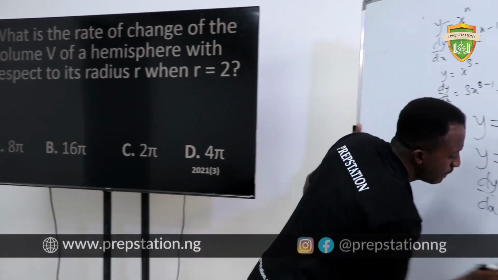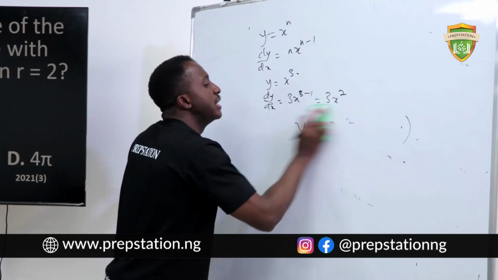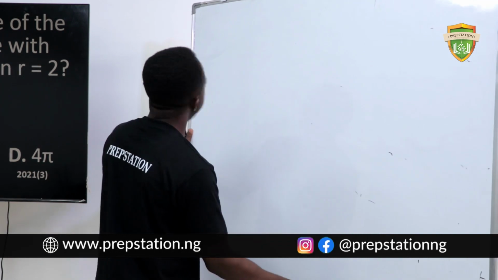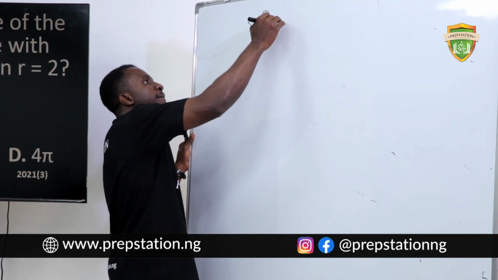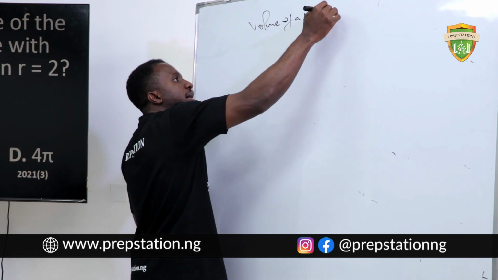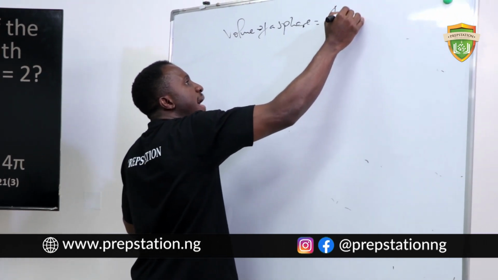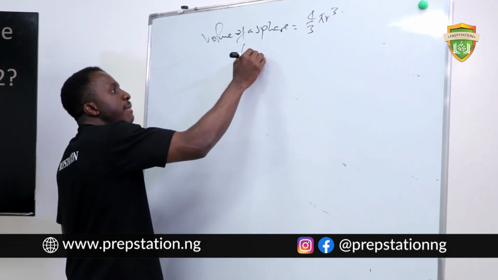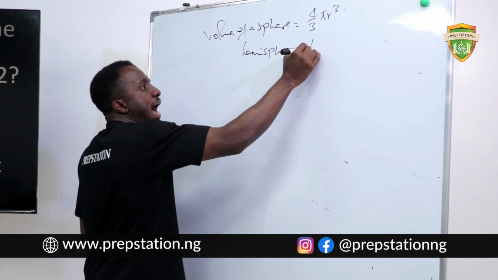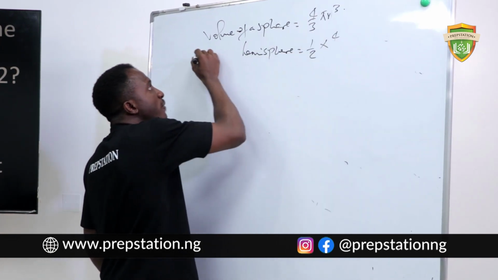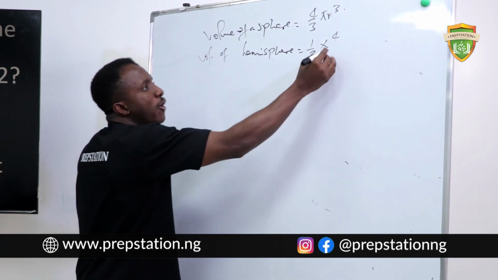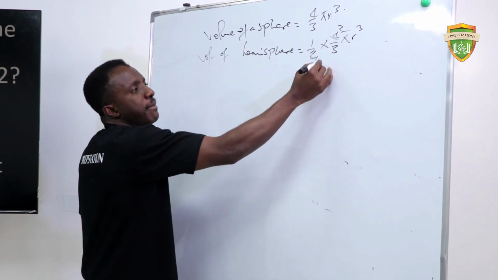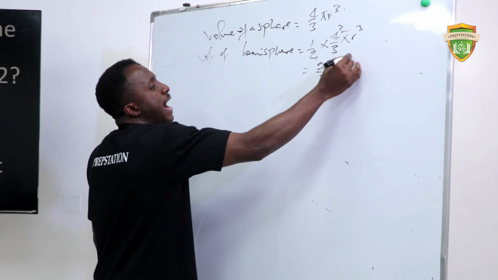Now I'm going to write that here. What have we been given? We've been given the radius, and we are told to find the rate of change of the volume. So the volume of a sphere is 4/3 pi r cubed. Now a hemisphere is half of a sphere. So the volume of a hemisphere would be half of that, 4/3 pi r cubed. 2 here, 1; 2 here, 2. So the volume of a hemisphere is 2/3 pi r cubed.